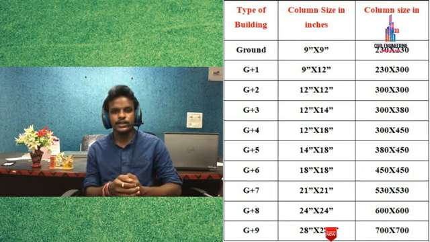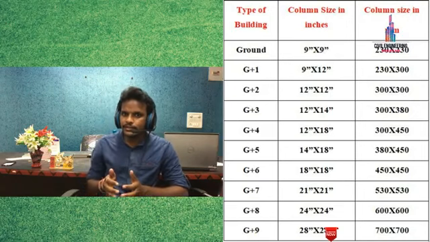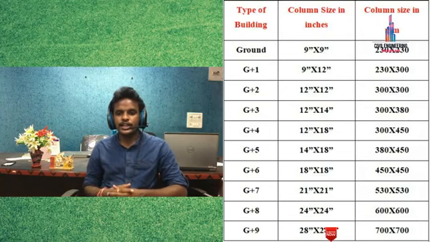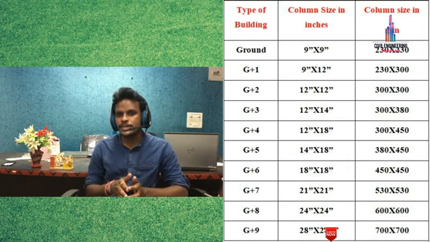So this is my sixth one. Seventh one is G plus 6 building. If you want to construct any G plus 6 building, we need to concentrate on a column size of approximately 18 inches cross 18 inches, which equals 450 mm cross 450 mm. So this is the minimum column size for the respective G plus 6 building.